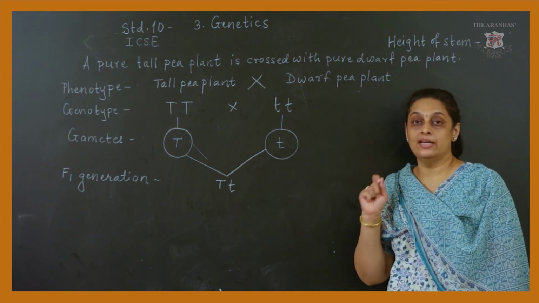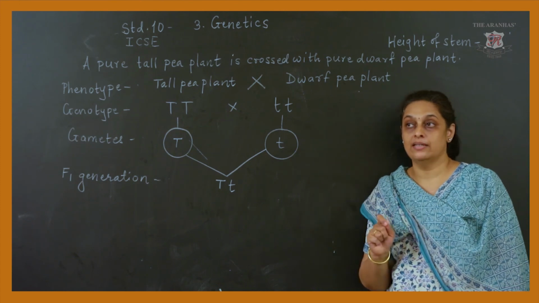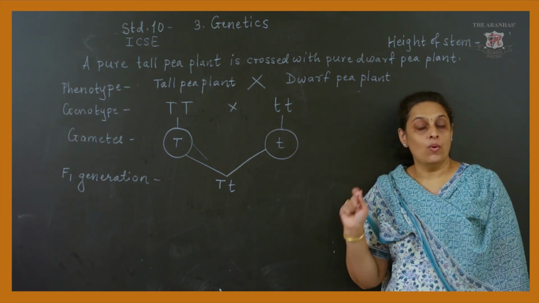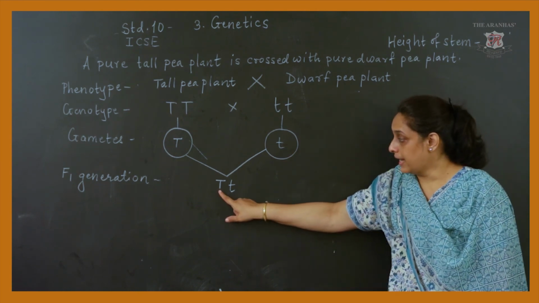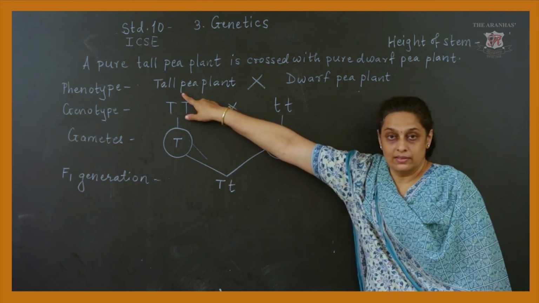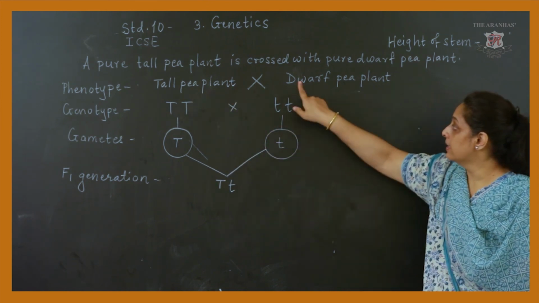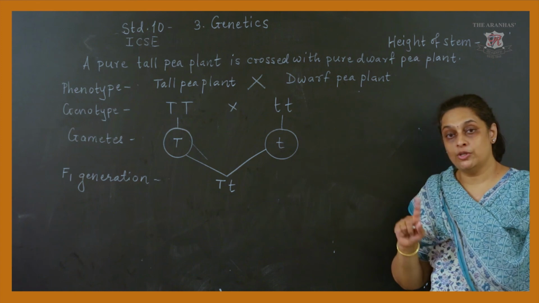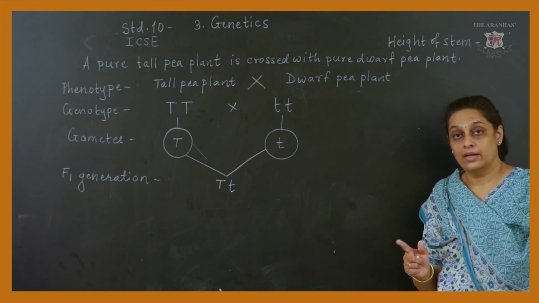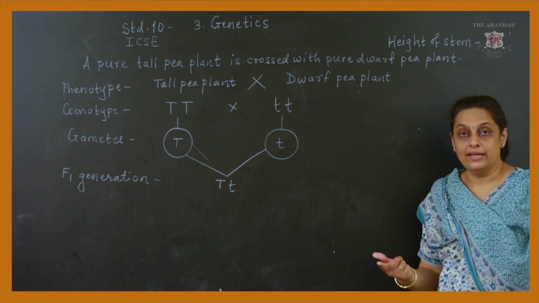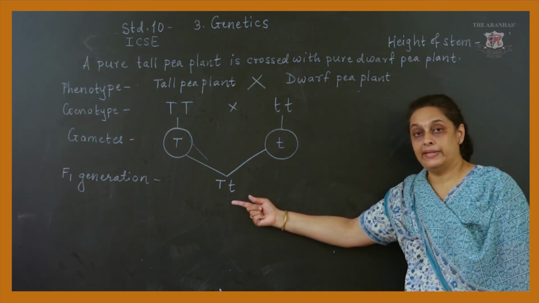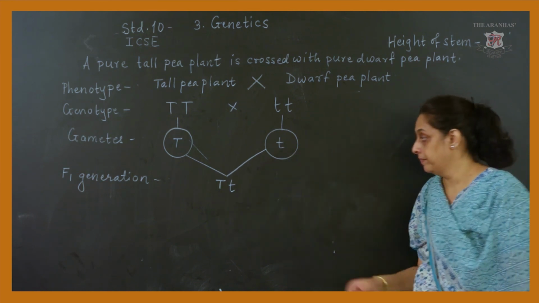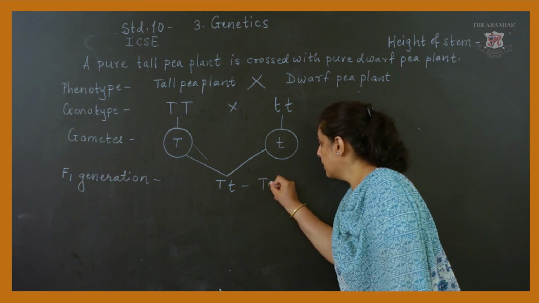Now, students, here is something different, unexpected that was observed by Mendel. Now, what is that? Capital T is for tall, correct? Small t is for dwarf. So, now F1 generation is a combination of tall and short, but when seeds obtained of F1 generation were grown by Mendel, all tall plants were obtained.